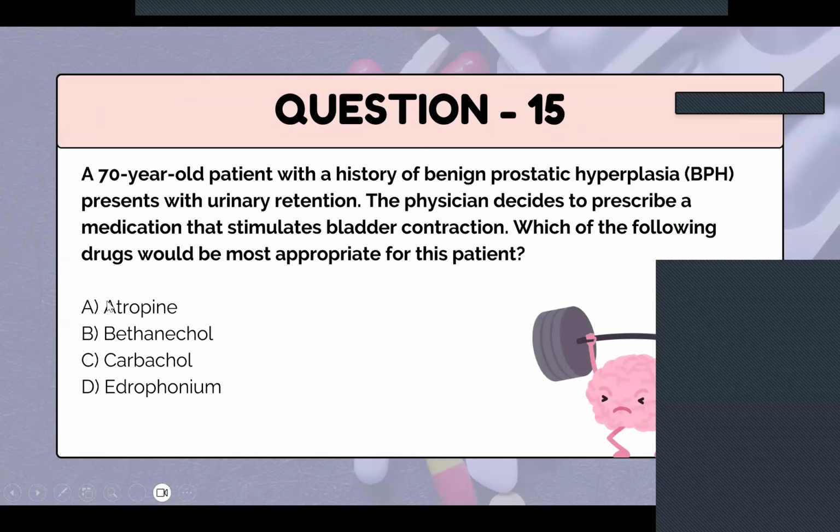Next question, a 70-year-old patient with a history of benign prostatic hyperplasia presents with urinary retention. The physician decides to prescribe a medication that stimulates bladder contraction. Which of the following drugs would be most appropriate for this patient? A. Atropine, B. Bethanechol, C. Carbachol, D. Edrophonium. Okay, someone answered B, and yes, that's the correct answer. Bethanechol.